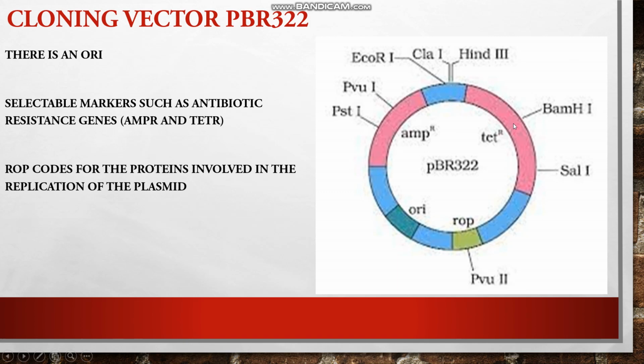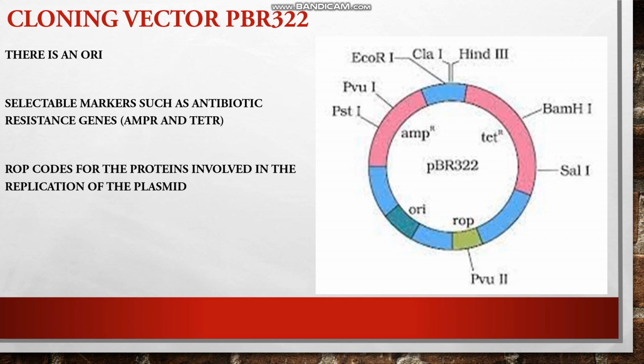Once the useful gene is inserted at the BamHI site, the tetracycline resistant property is lost and this vector becomes sensitive to tetracycline but resistant to ampicillin. So non-recombinants are resistant to tetracycline and ampicillin, whereas recombinants are sensitive to tetracycline but resistant to ampicillin. All host organisms or bacteria are sensitive to these antibiotics. So bacteria or non-transformants are tetracycline sensitive and ampicillin sensitive.